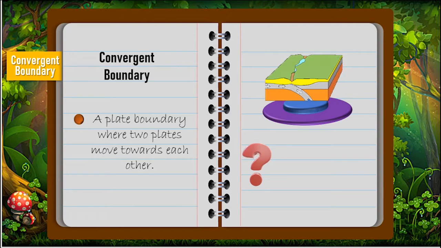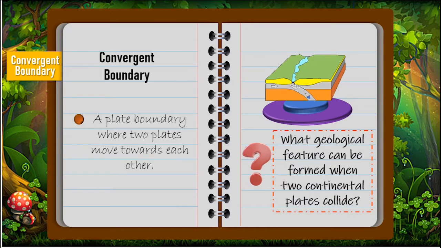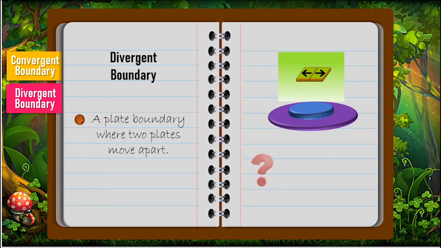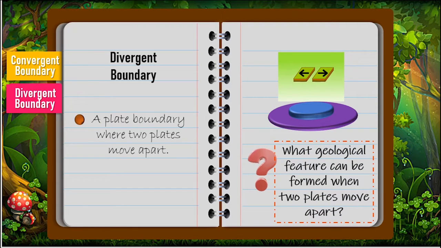So question, what do you think will be formed if two continental plates collide? Yes, very good. Mountain ranges could be formed. Alright, let's move on to the next one, which is the divergent boundary. So from the word diverge, these are the plates that move apart from each other, as you can see on the illustration there. So what do you think will be formed if the continental plates diverge? Yes, you're right. Rift valleys could be formed, whereas on the ocean floor, divergent boundary could form mid-ocean ridges.